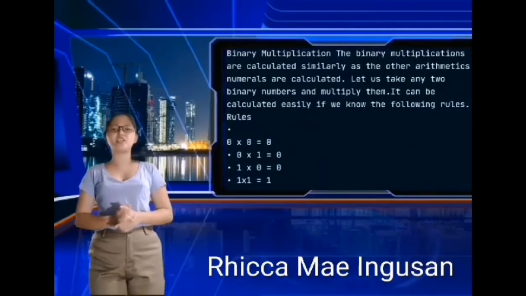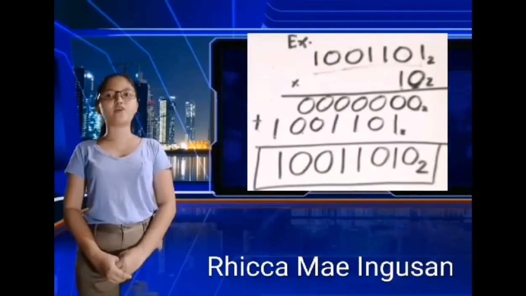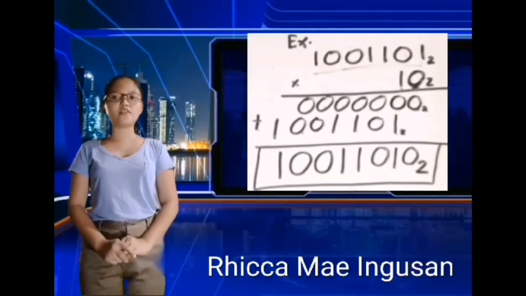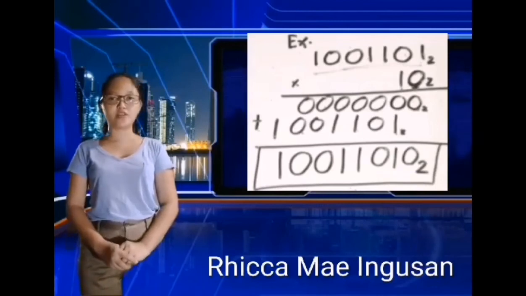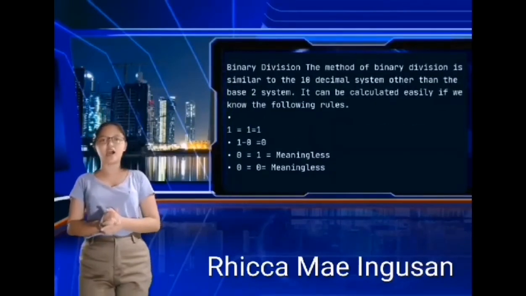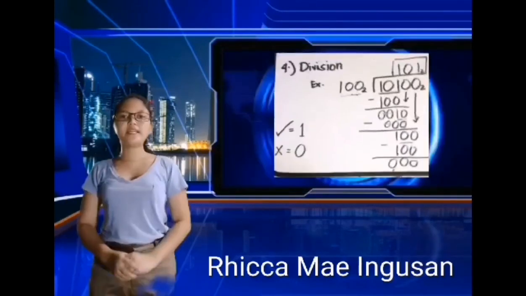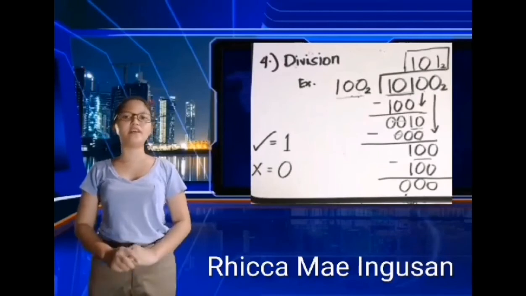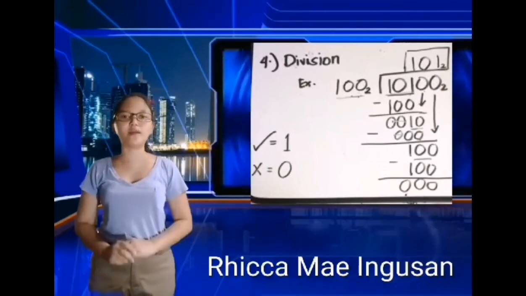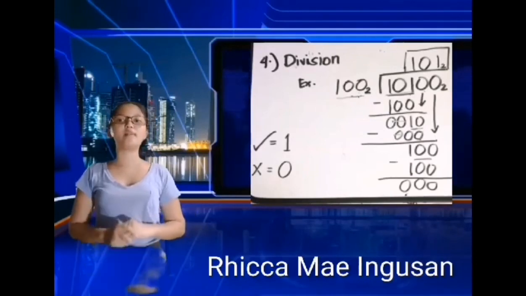Binary multiplication is calculated similarly to the other arithmetic operations. Multiplication example: 1001101 times 10. The answer is 10011010, and let's put the subscript 2. In binary division, the method is similar to the decimal system other than the base being 2. Here we have the divisor, which is 100, and the dividend, which is 101. Here the dividend is bigger than the divisor, so the answer is 101 with subscript 2.